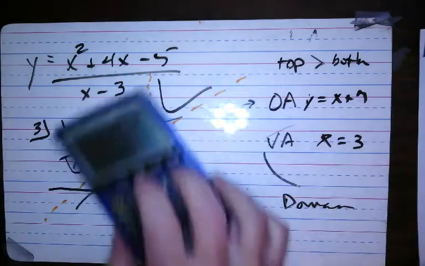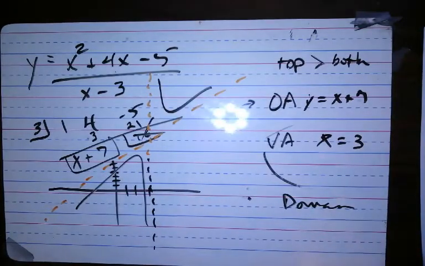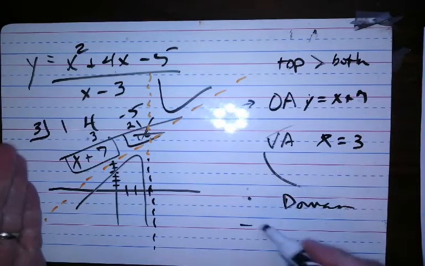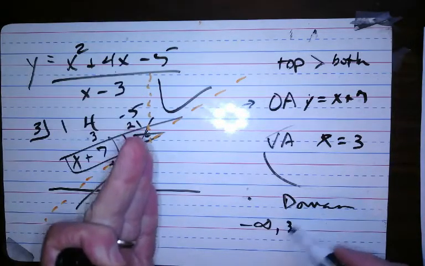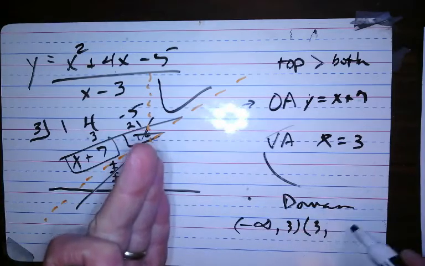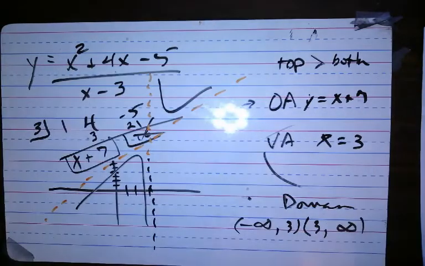What's the domain? Everything from negative infinity to the asymptote, and then from the asymptote to positive infinity. Nothing to it. So if there's 2 pictures, there has to be 2 domains. If there's 3 pictures, there has to be 3 domains.